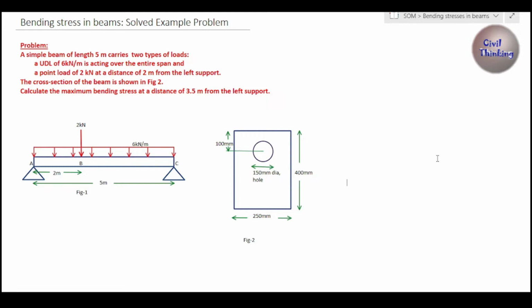Now let us solve this problem on your screen. A simple beam of length 5 meters carries two types of loads: a UDL of 6 kN acting over the entire span, and a point load of 2 kN at a distance of 2 meters from the left support. The cross section is shown in figure 2. This is figure 2. Calculate the maximum bending stress at a distance of 3.5 meters from the left support.